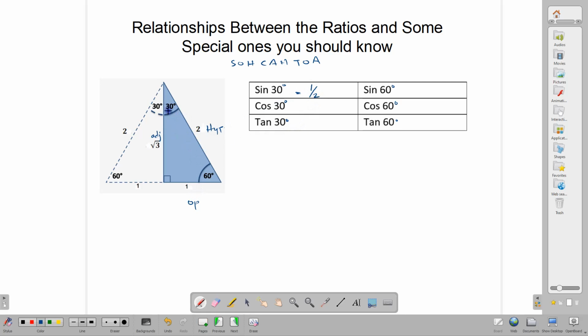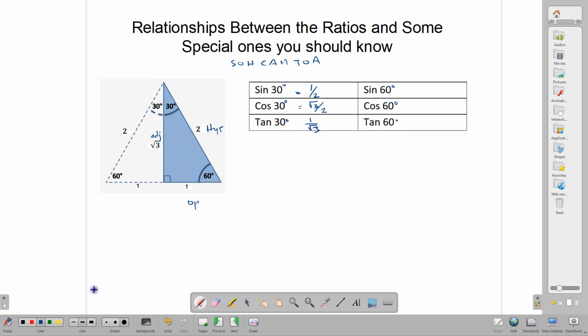The cosine of this angle here is the adjacent side divided by the hypotenuse, which is root 3, or square root of 3, divided by 2. And the tangent of this angle is the opposite side divided by the adjacent side, which is 1 over the square root of 3.